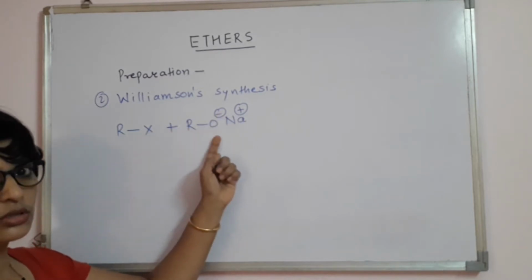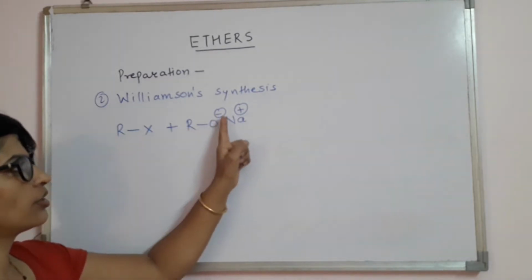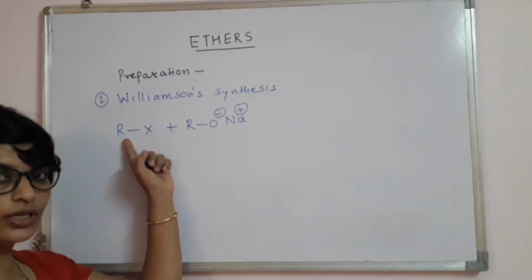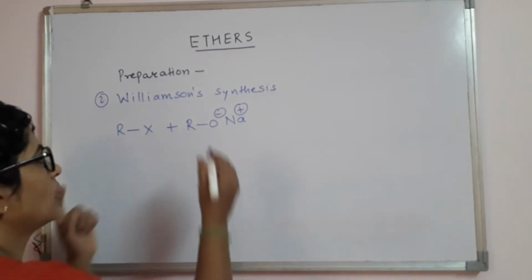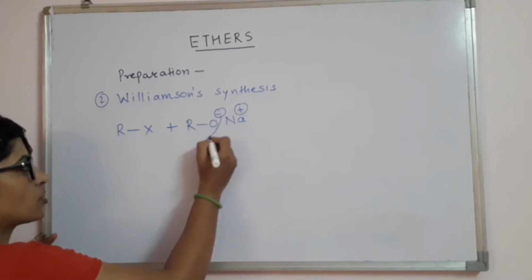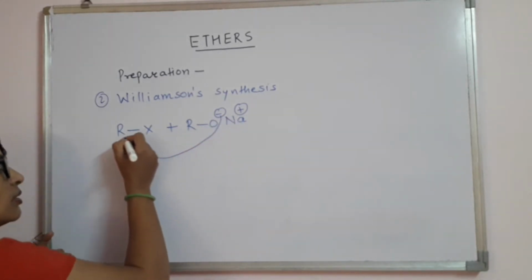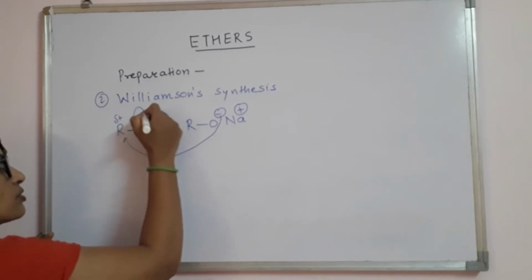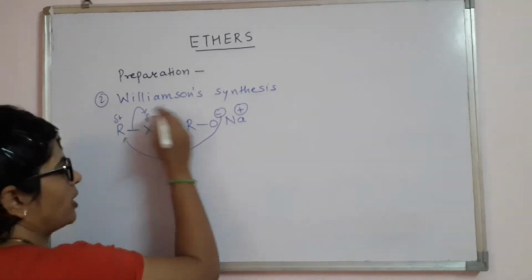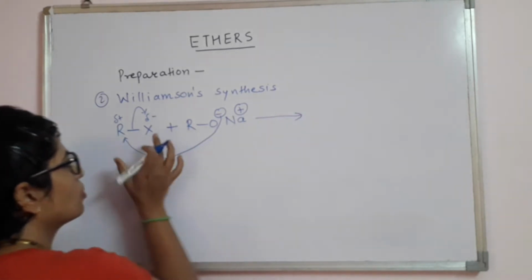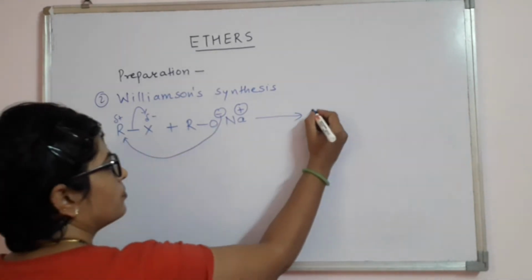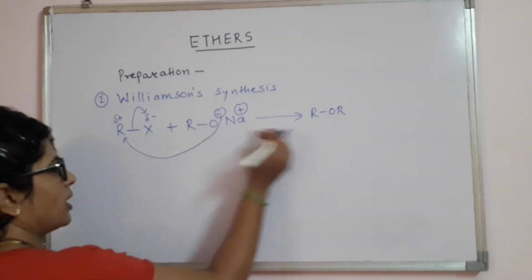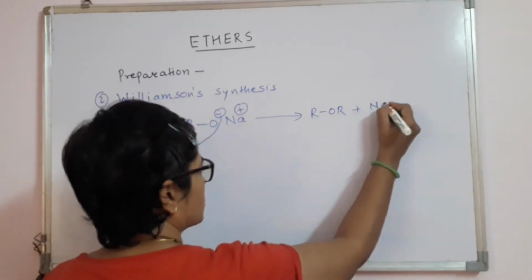Two molecules, bimolecular reaction, and a nucleophile is going to attack this electrophilic carbon. So it is going to be a nucleophilic substitution reaction because it's a negatively charged species. It will be attacking the positive carbon because there is a positive sign here, negative sign here, and the X will be going out as X minus. So we get RO R, and the X minus and Na plus will be going out as NaX.